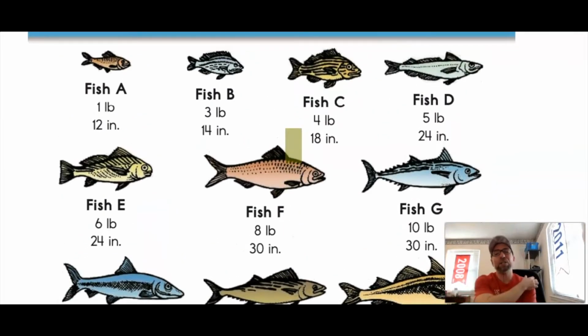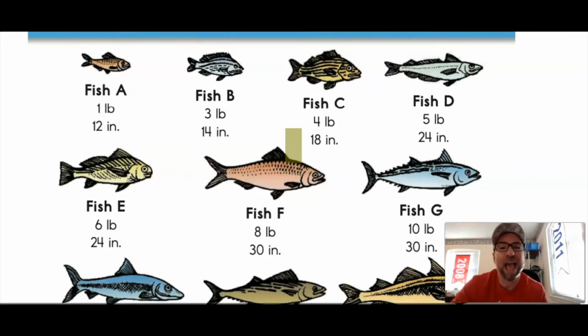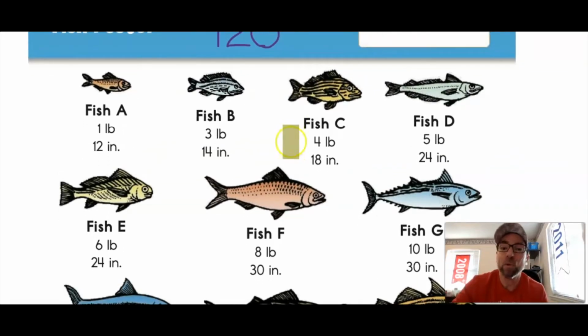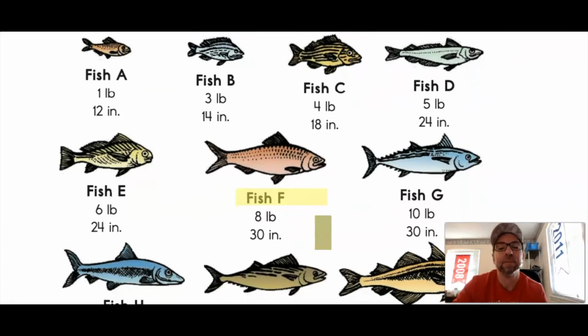Ooh, how much does fish F weigh? So we have to find fish F. And they're in order: A, B, C, D, E, fish F. How much does fish F weigh? And it tells us right under it. 8 pounds. 8 pounds. Good job.